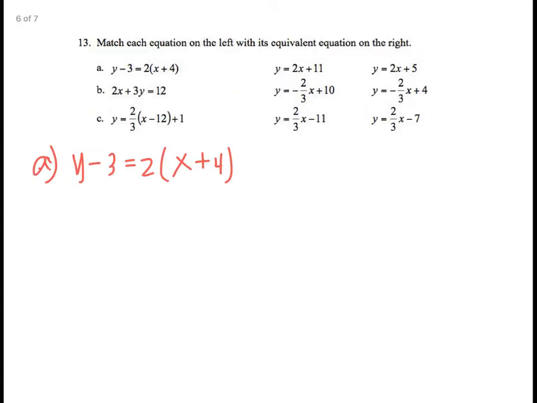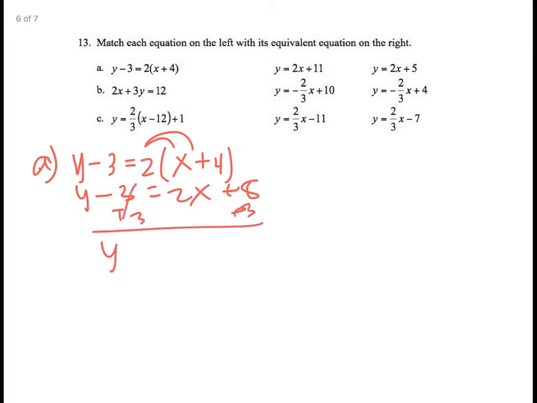Okay, 13 says match each equation on the left with its equivalent equation on the right. So A is in point slope form. It says y minus 3 is equal to 2 times x plus 4. If I have to match it with one on the right, those are both in slope intercept form. I need to solve for y. So I'm going to distribute that 2 first, and I get y minus 3 is equal to 2x plus 8, and then I would add 3. So y is equal to 2x plus 11. So that's the one matching there.